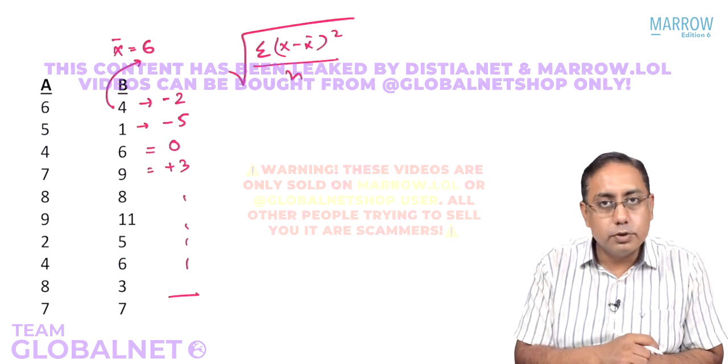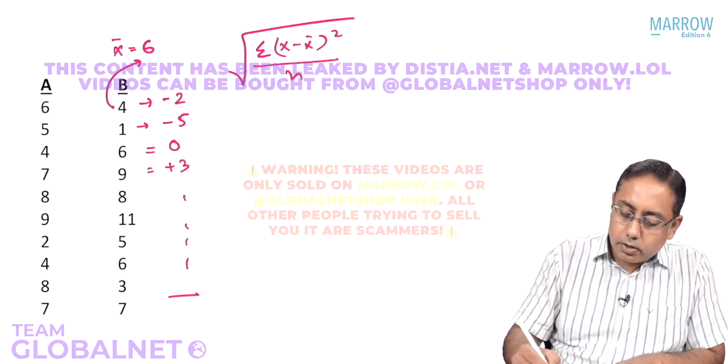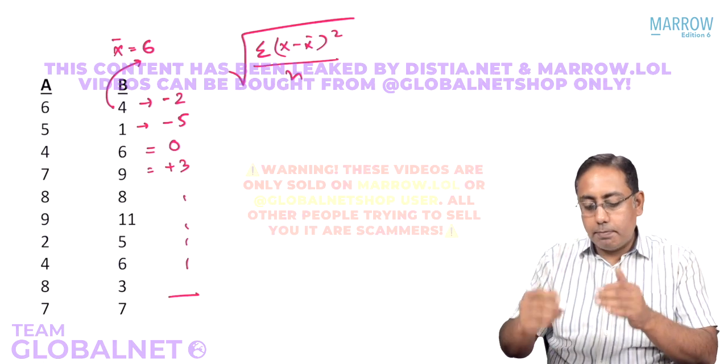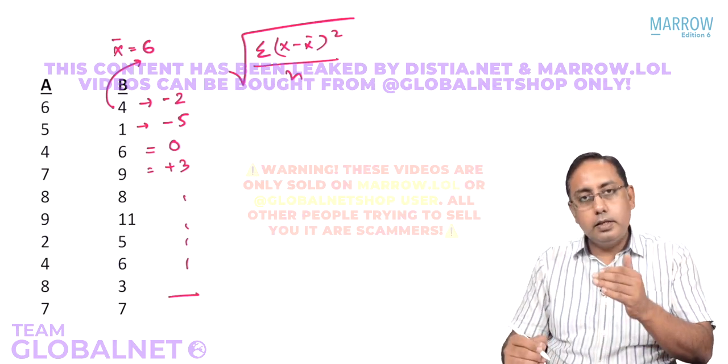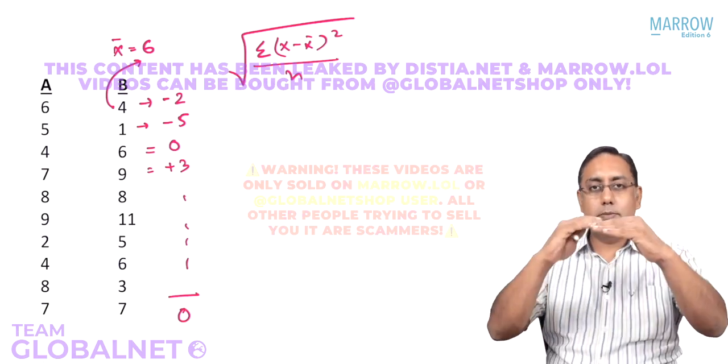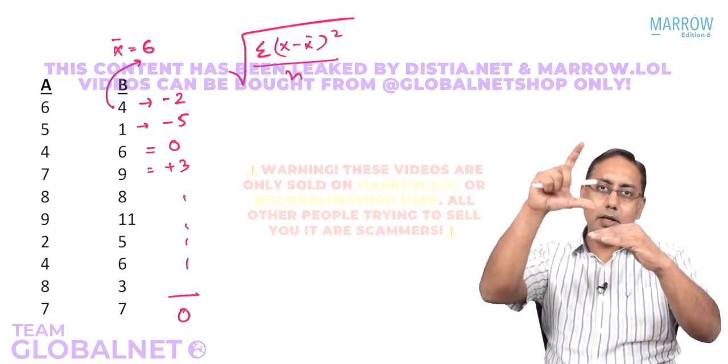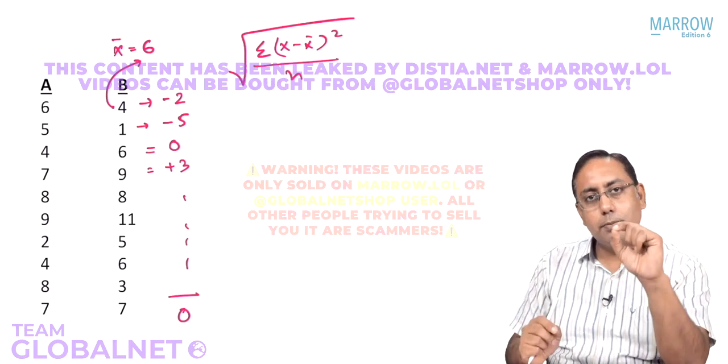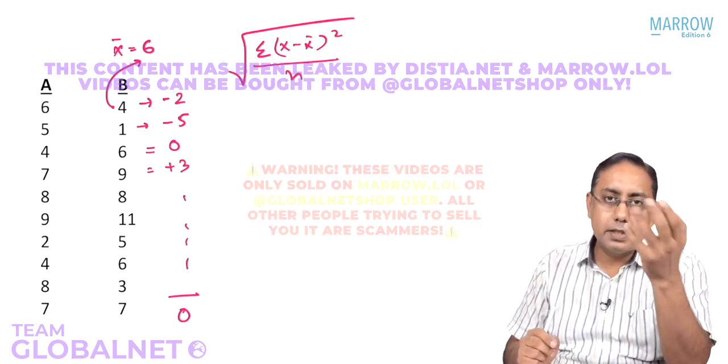Answer is no. We are not supposed to add them right away. Why? Because minus 2 and plus minus 5, then 0, then plus 3, then whatever, don't you think the answer will be 0? Because from a center point, you are saying how many are less and how many are more, and the center point is the center point. So minus and plus will be 0.